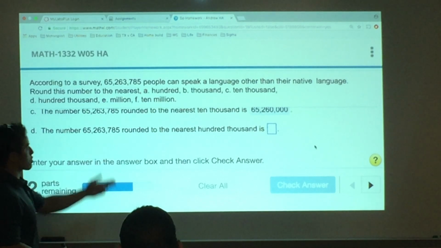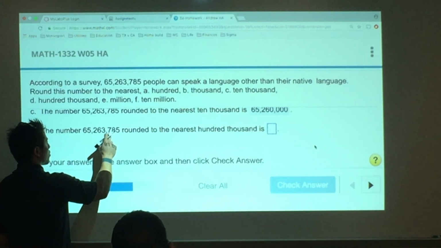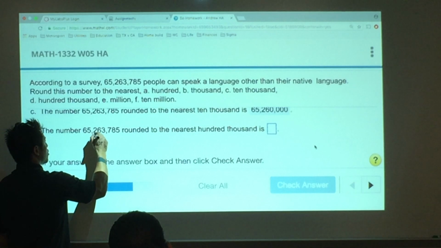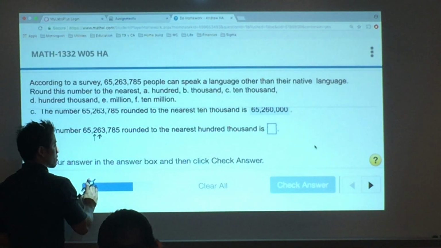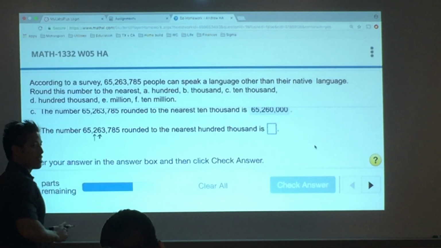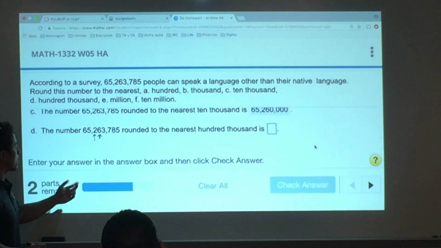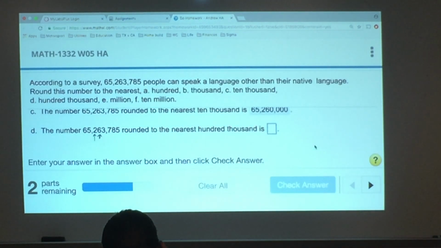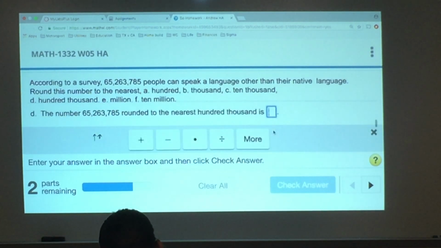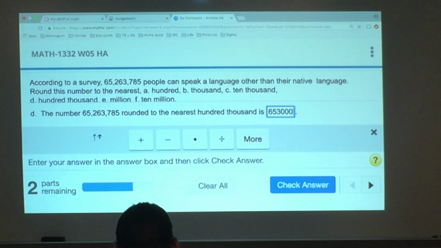So with that said, nearest 100,000s: ones, tens, hundreds, thousands, 10,000s. The 2 is in the 100,000s place. The 6 is in the place directly to the right of it. Because that 6 is 5 or larger, that 2 is going to become 3, and everything to the right of it is going to go to 0. So that's 65,300,000.